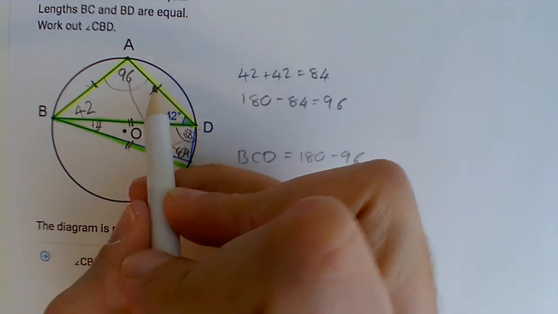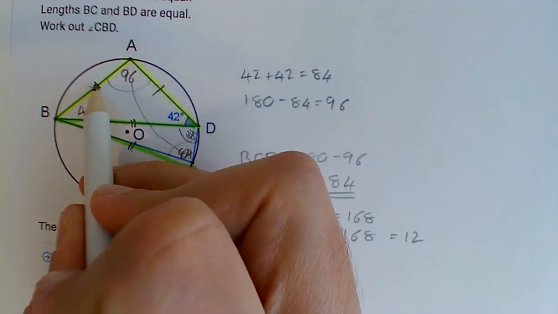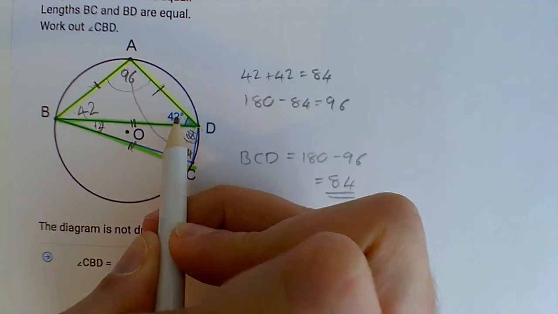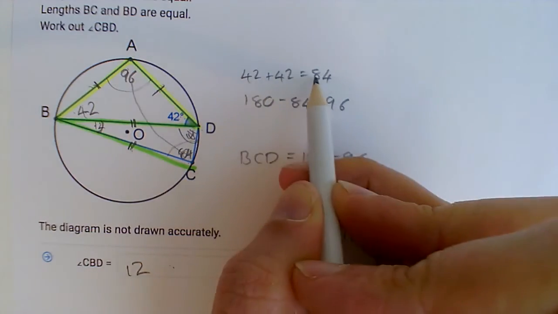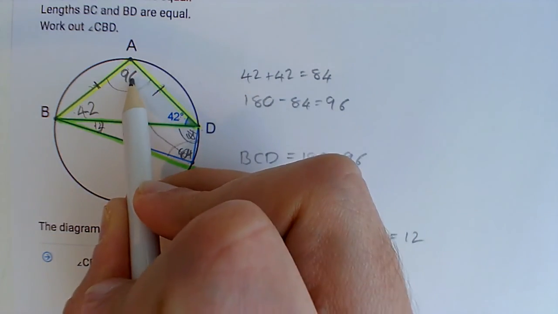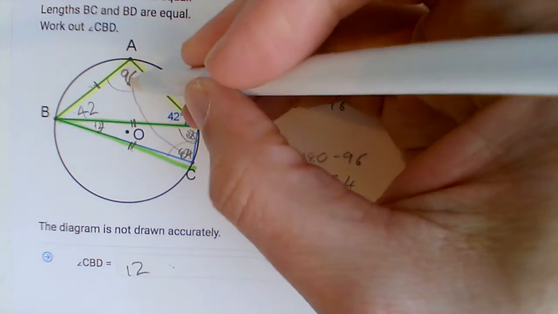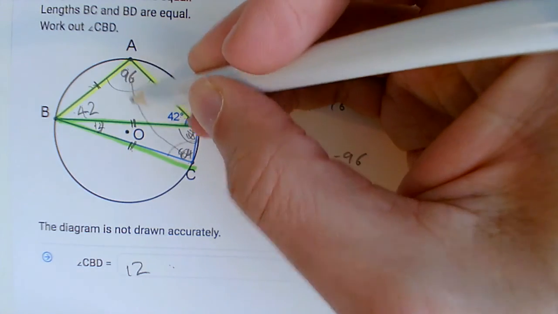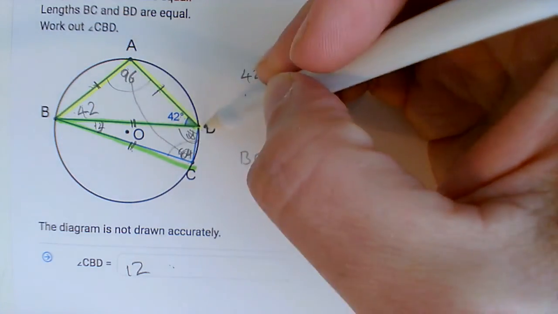So because this is an isosceles triangle with those two being the same side, it means that that 42 appears over there as well. And now I know two of the angles in a triangle, so I can add them up and take it off 180 to figure out the third one. Then that is one of the angles in the cyclic quad, which means that I can figure out the opposite angle, which is here in that cyclic quad.